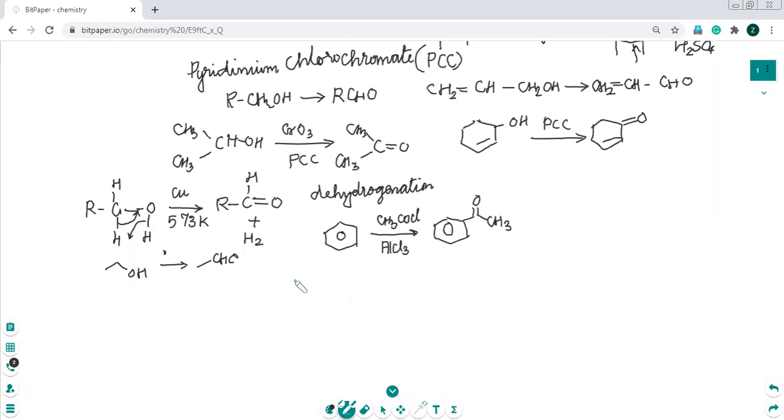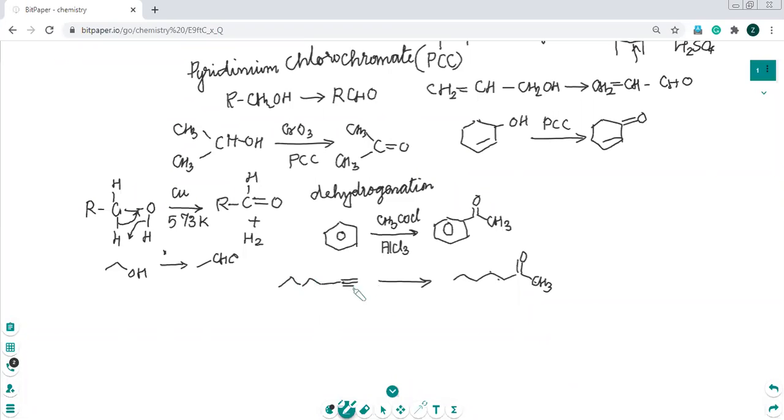Now, here is another compound. Suppose I want to prepare this compound, CH3. I can use this. You can start with an alkyne. How many carbons here? 1, 2, 3, 4, 5, 6, and 7.